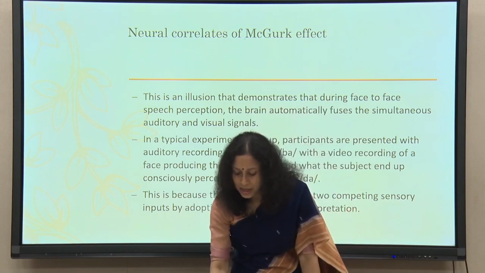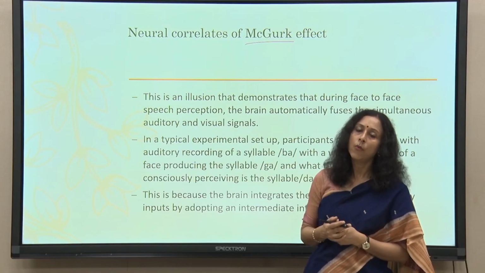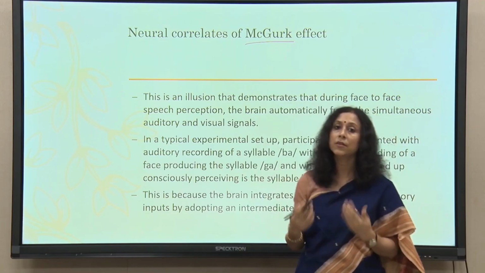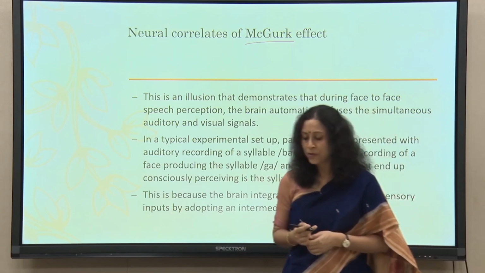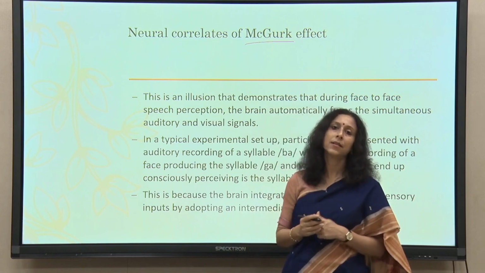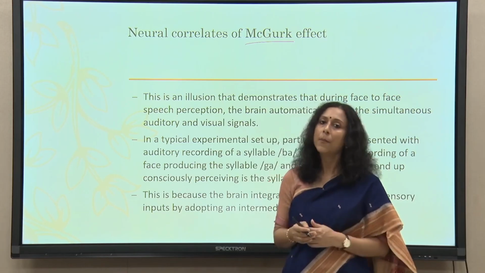In terms of speech perception, there is an interesting finding that needs to be mentioned here, which is the McGurk effect. This is an interesting illusion that demonstrates that during face-to-face speech perception, the brain automatically fuses simultaneous signals. When we are listening to somebody face to face, we pick up the signal not only from the auditory loop but also from the visual loop. So we get signals from both, and the brain does something very interesting: it fuses those two signals together and takes a middle path.